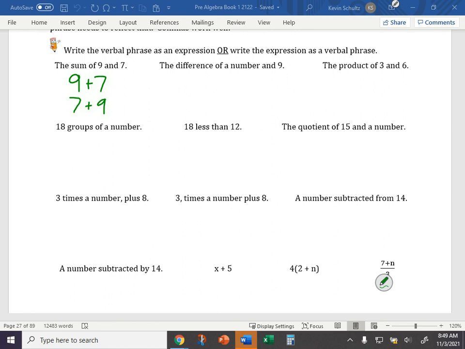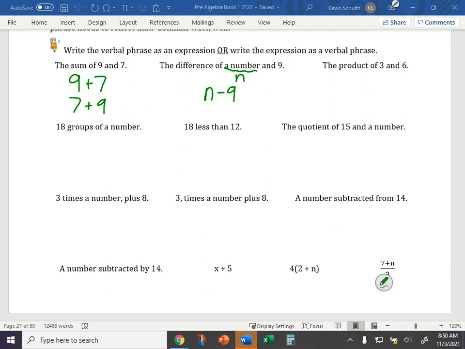Okay. How about the difference of a number and 9? If it says a number, that's a variable, right? We don't know what that number is, so we can plug in a letter, any letter you want. Could be N, could be X, Y, A, B, C, D, whatever you wanted to. But the difference of a number and 9, how's that going to be written? Jeffrey? N minus 9. Right? Difference means subtraction. The difference of a number and 9 is N minus 9.